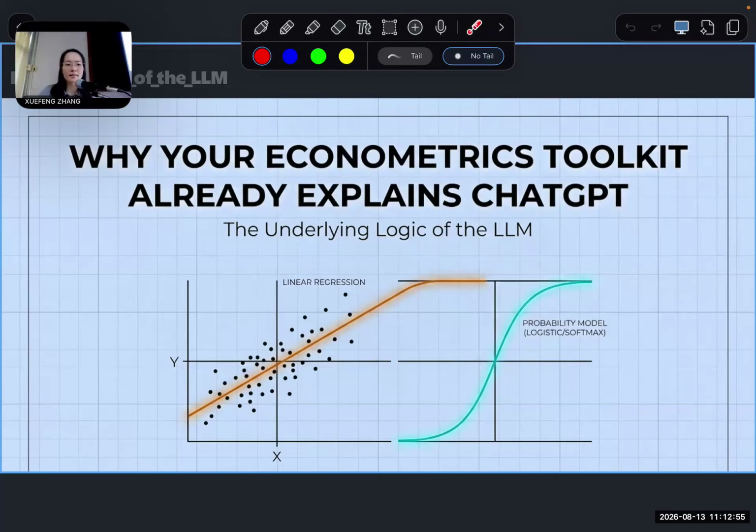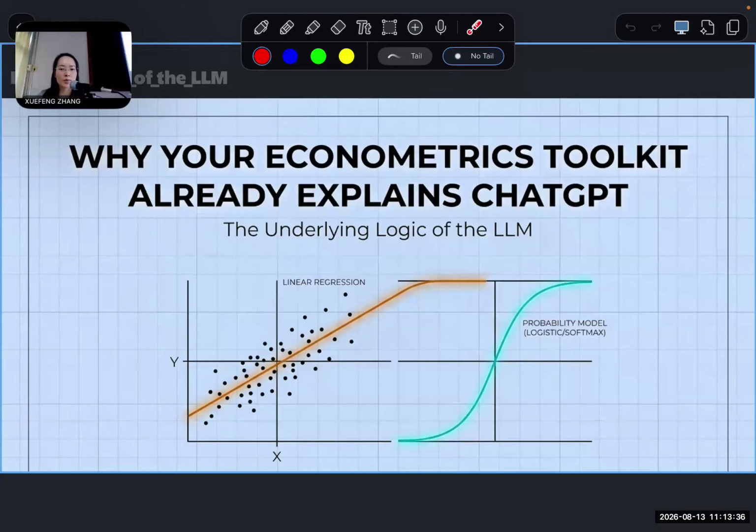On the left is something you already know, right? What is this? Linear regression. You are familiar with it right now. It fits a straight line through scattered points, okay? And then we minimize the error. That's what chapter 1 through chapter 4 are about. But let's see the right side, which is the S curve, right? So we call it logistic or softmax. That's exactly what we will study in logit and probit.